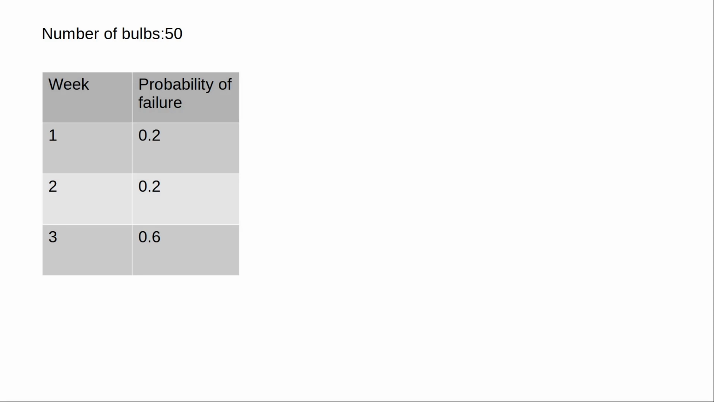So if the bulb has run for week 1, that is 1 week, the probability of failure is 0.2. When the bulb enters the next week, the probability of failure again is 0.2, and when the bulbs enter the third week, the probability is 0.6. Now, the cumulative probability is 1. That is, if we add 0.2, 0.2, and 0.6, the cumulative probability is 1. So all the bulbs will fail at the end of week 3.